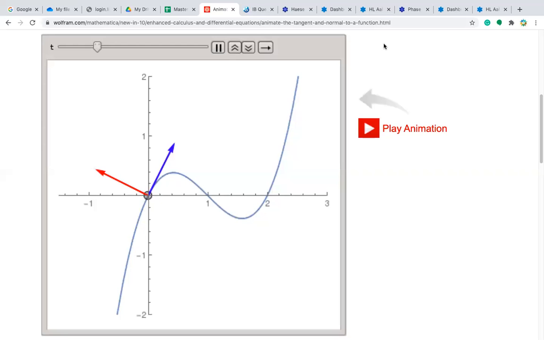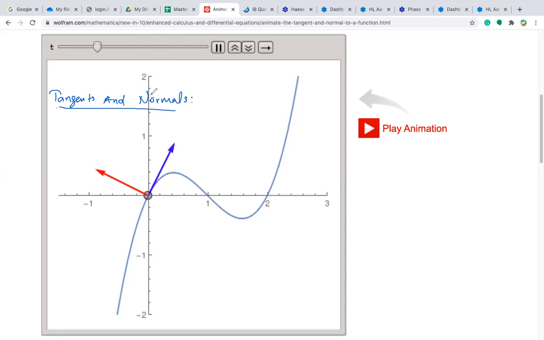Hi, so the objective of this lesson is to understand the basic concepts of tangents and normals. Now I'm going to quickly take some examples first for standard level, and in my next video I'm going to make it for the higher level.